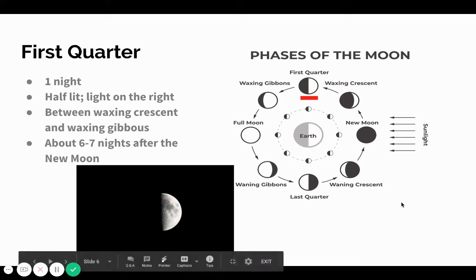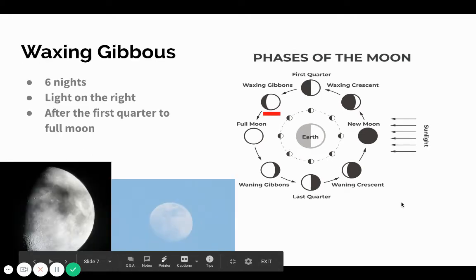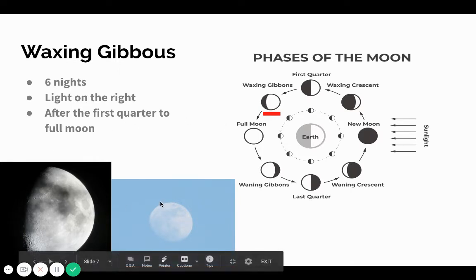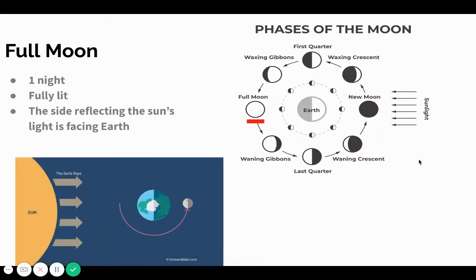So for 6 to 7 days after the first quarter, the moon is in the waxing gibbous phase. In this phase, more than half of the moon is lit on the right side. But it's not all the way lit. It's still adding light to get to a full moon. So now for 1 night, our moon is fully lit. And we call this the full moon.